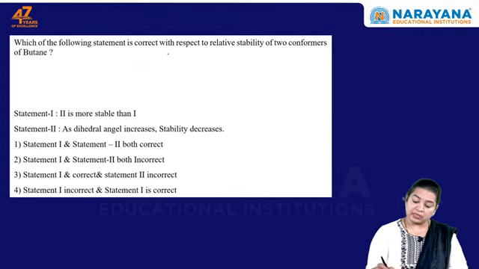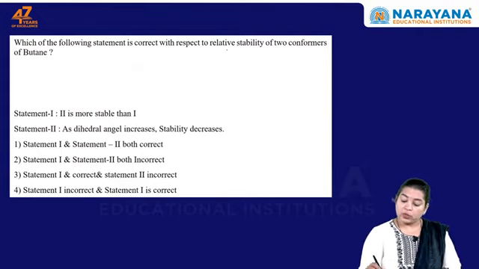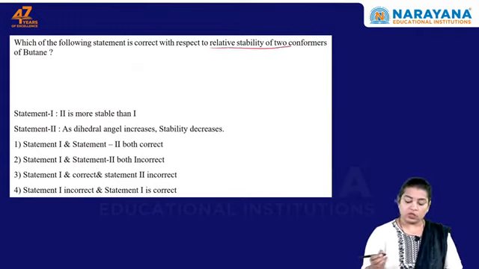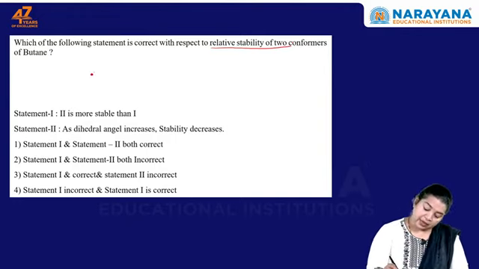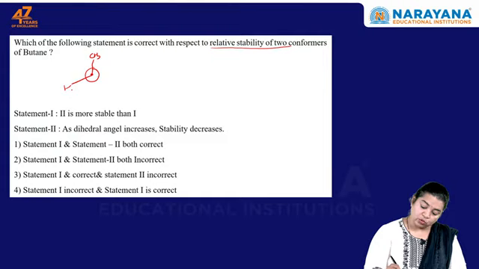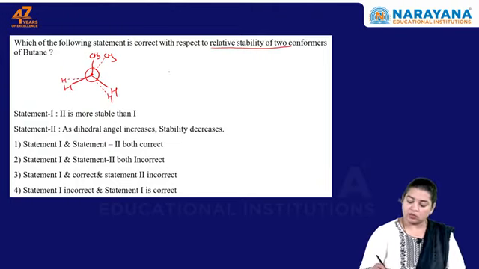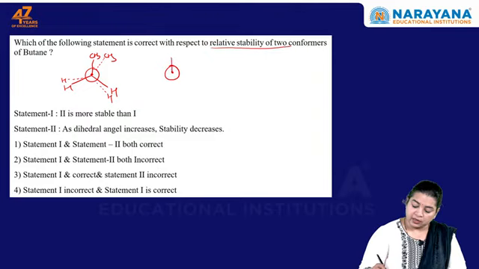Now, which of the following statements is correct with respect to relative stability of 2 conformers of butane? Now, I have seen what those 2 conformers are, right? But we want you to have the questions as early as possible and it might take some time to type these. So as per my request, we brought it here directly, and I'll draw it for you on the screen.